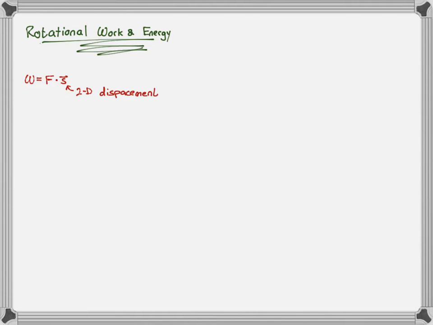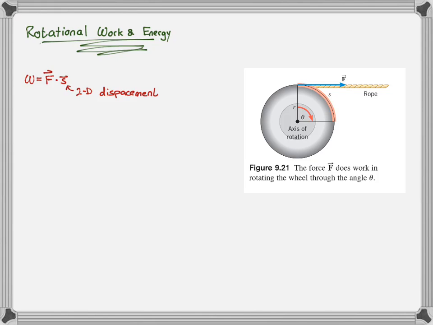We know linear work is the dot product of the force and the displacement. Instead of x, we use s, because s is used to represent 2D or 3D displacement, since it takes into account the x, the y, and the z. So if we have, for example, this wheel here being pulled by a certain force, the force is going to cause some kind of rotation in the wheel.